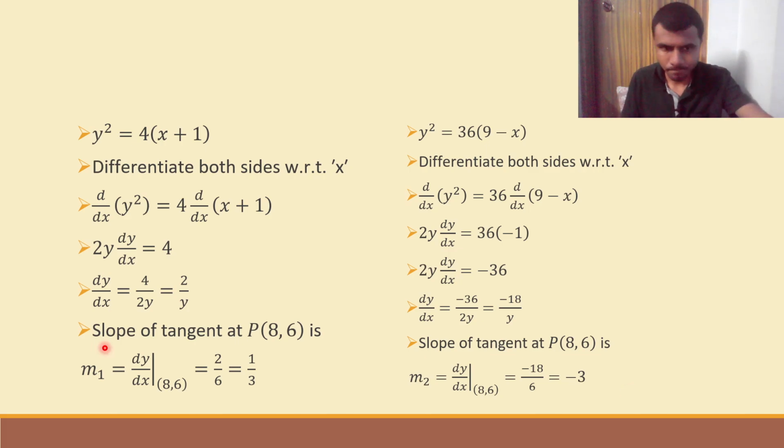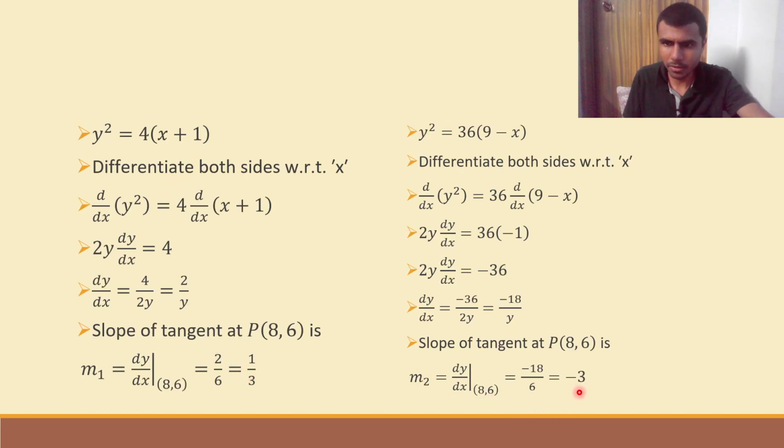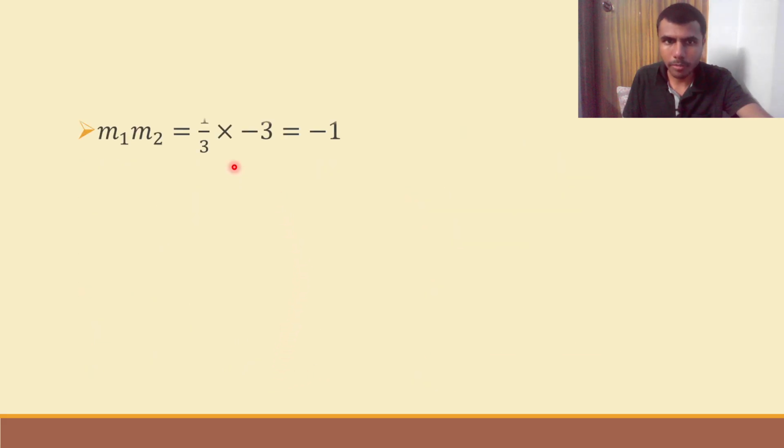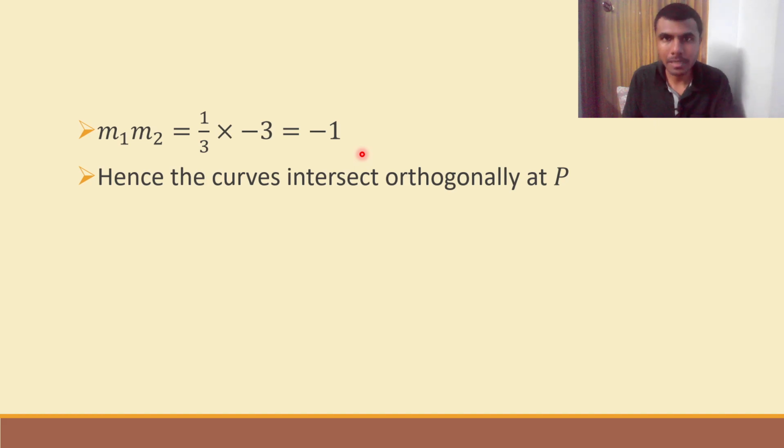Let's find out. M1 is 1 by 3 and m2 is minus 3. So m1 into m2 equals 1 by 3 into minus 3, which is minus 1. Hooray! So we got it as minus 1. So the product of the slopes equals minus 1. It implies that the tangents are perpendicular, and therefore the curves intersect orthogonally at P. I hope the concept is clear.